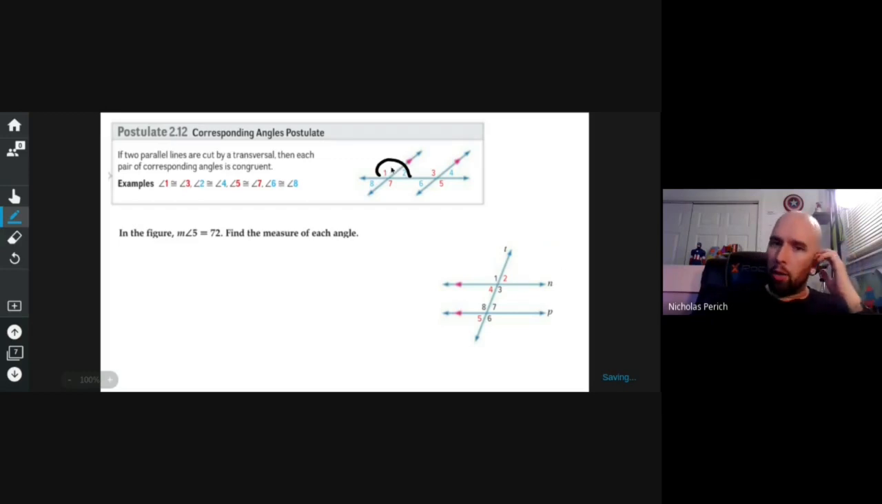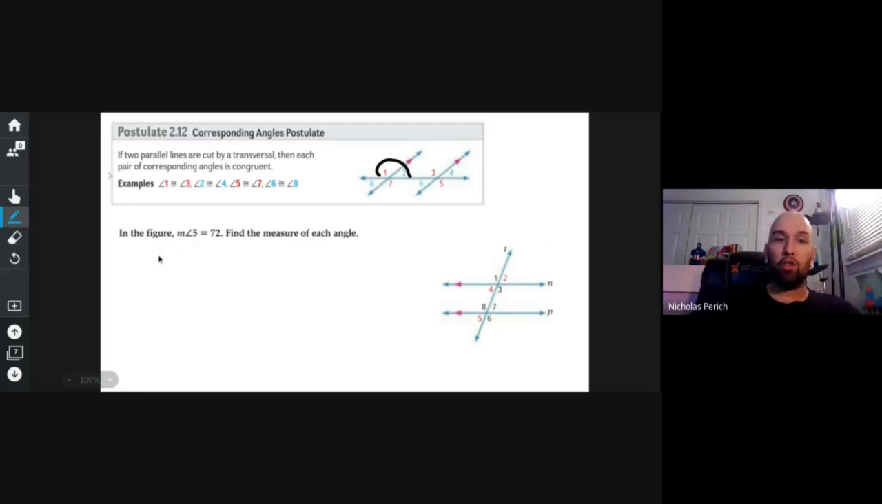So if 1 was 100 degrees, 2 would be 80 degrees because 1 and 2 add up to 180, which would mean 3 is also 100, which would mean 4 is also 80, which would mean 5 is also 100, which would mean 6 is 80, which would mean 7 is also 100, which would mean 8 is 80.